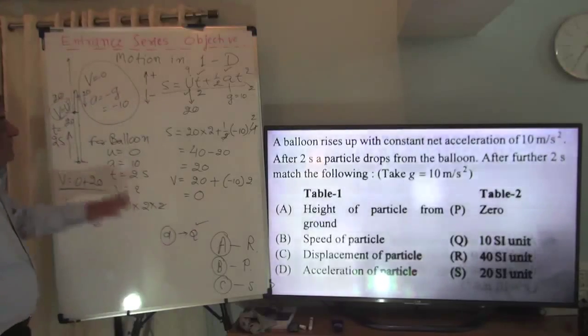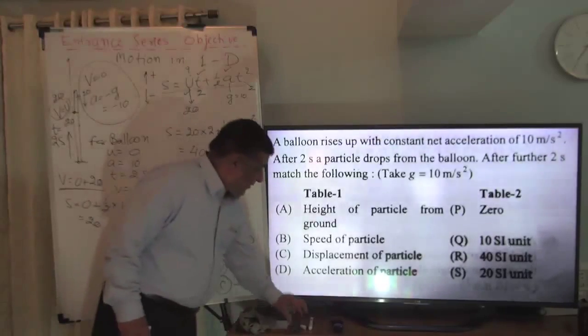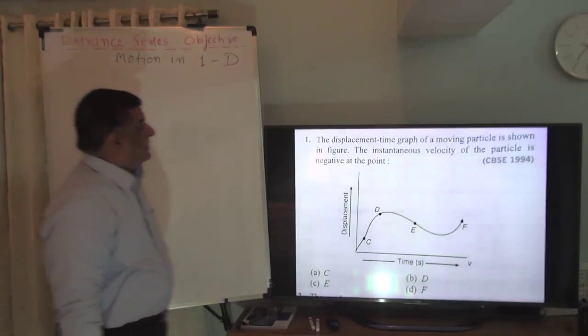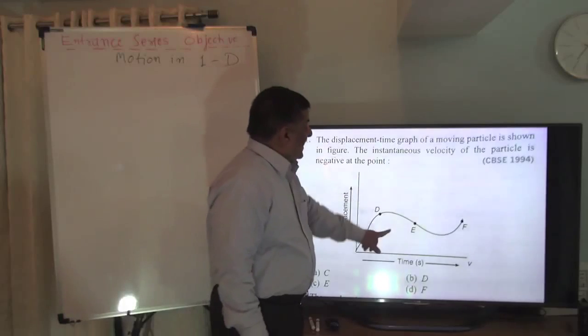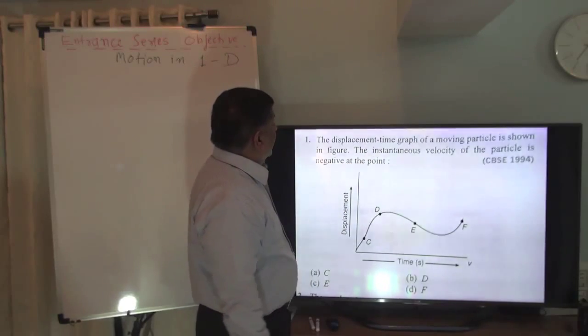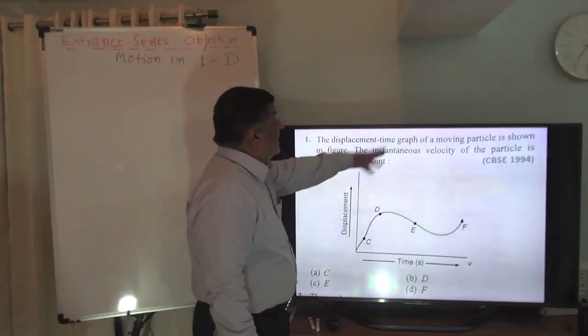Okay, so this gives us all the answers. Thank you. Now we go for the next question. Here is the next question. It's a very easy one. A displacement-time graph is given. The instantaneous velocity of the particle is negative at which time?